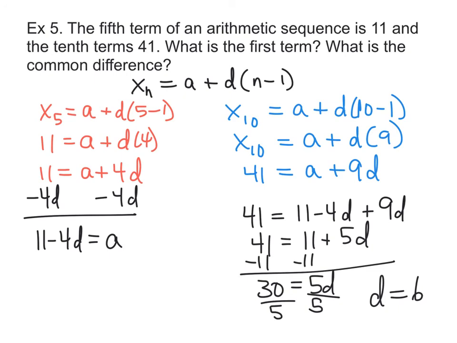To find the first term, guess what? I just need to go back over here because the first term is a. So I just need to go back here, plug my new d value into here. So a is equal to 11 minus 4 times 6. a is equal to 11 minus 24, which is negative 13 equals a. I have now solved for the common difference, and I have solved for the first term. There is my first term. There is my common difference using systems of equations.